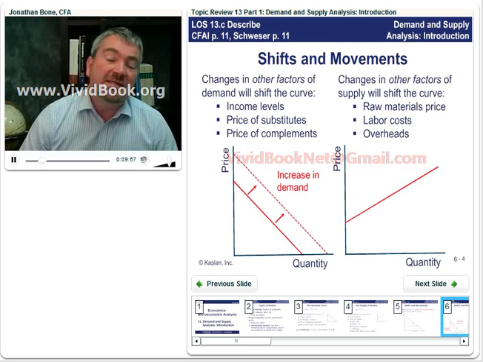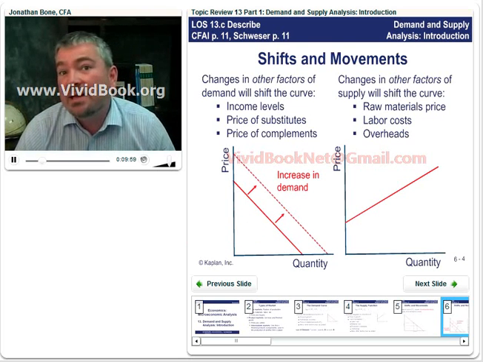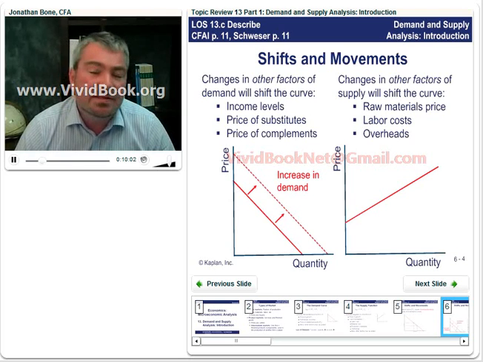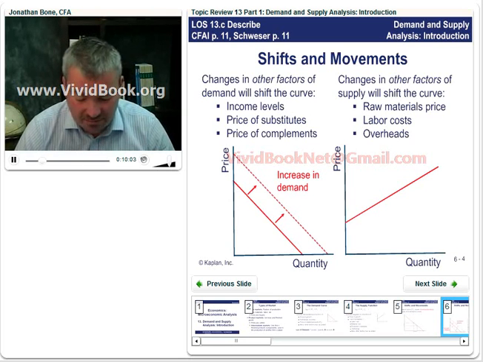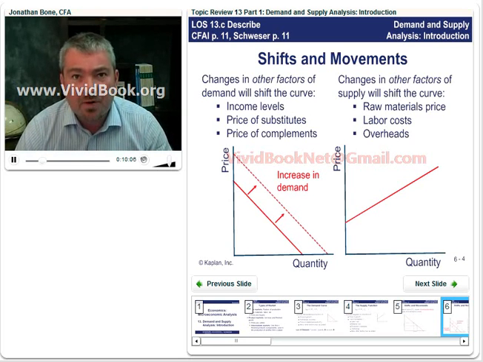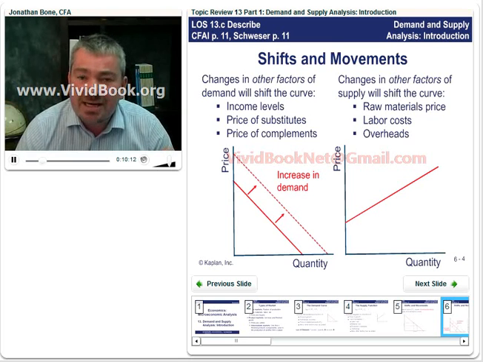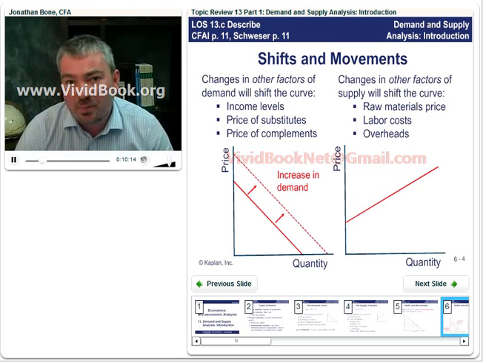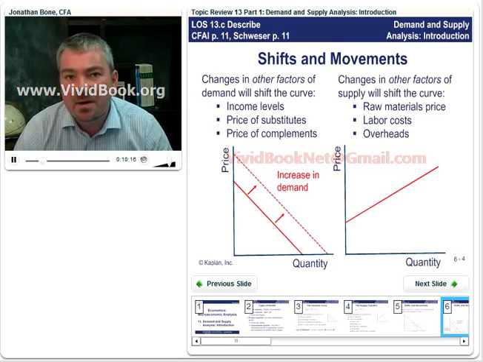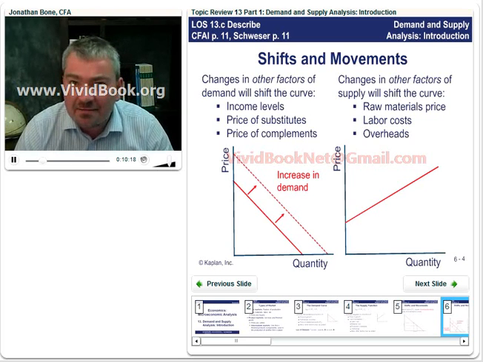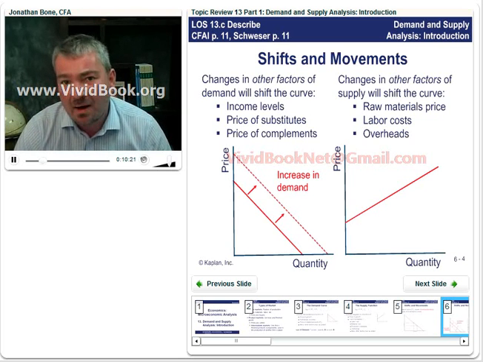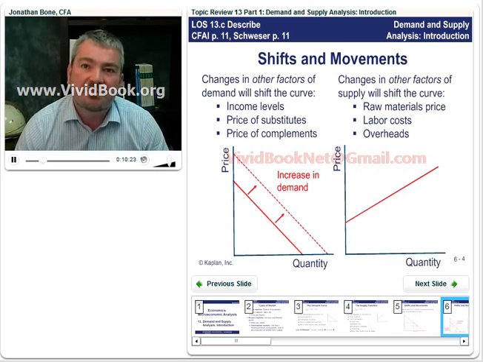Flip side, of course, is an increase in demand would be caused by income levels rising, the price of substitutes rising, or the price of complements falling. So positive relationships with the first two, negative relationships with the third. So notice, therefore, that changes in our endogenous factors, price and quantity, will shift us along the demand curve. Changes in any of the other variables in our demand function, i.e. the exogenous variables, shift the curve itself.